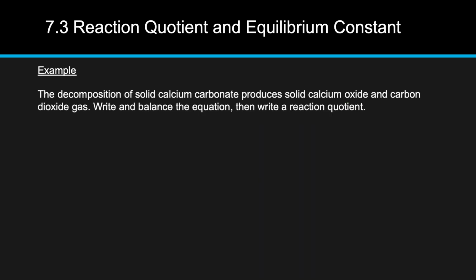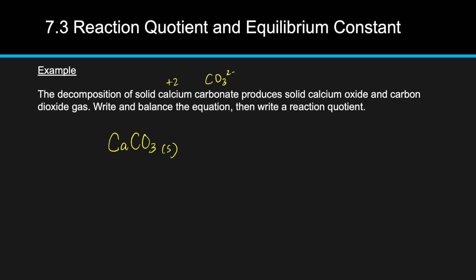The decomposition of solid calcium carbonate produces solid calcium oxide and carbon dioxide gas. Write and balance the equation, then write a reaction quotient. So first we need to get our equation and balance it. So calcium is a group 2 metal, so it's going to have a positive 2 charge. Carbonate is a polyatomic ion, CO3 2-. So since their charges balance out, it's just going to be one of each, CaCO3. That is going to be solid.